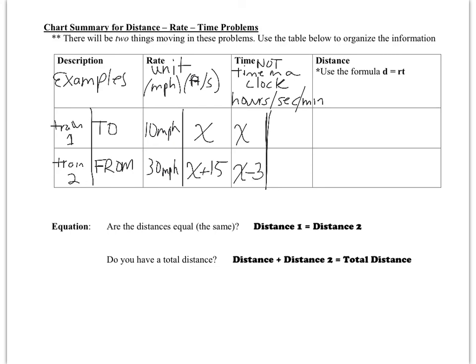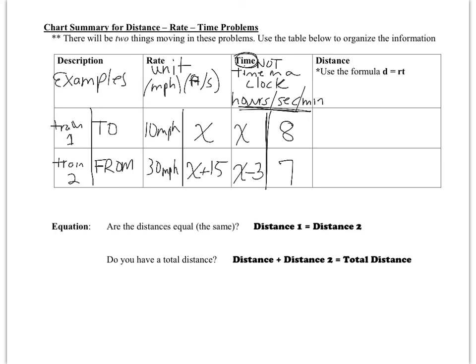It's going to be minus for whoever's traveling the least amount of time, okay? Or you could have x plus 3. Or you could be actually given some time. I could say, you've been traveling for 8 hours. Both people have been traveling for 8 hours. Or train 1 has been traveling for 8 hours and train 2 has been traveling for 7 hours, okay? But time is always measured in hours, seconds, minutes. It's not the time on the clock.